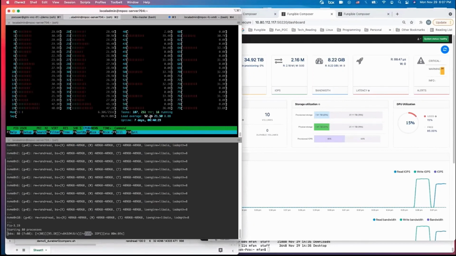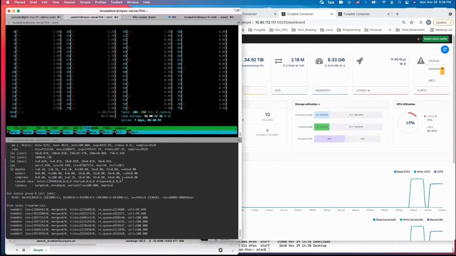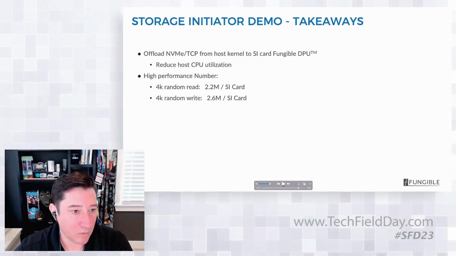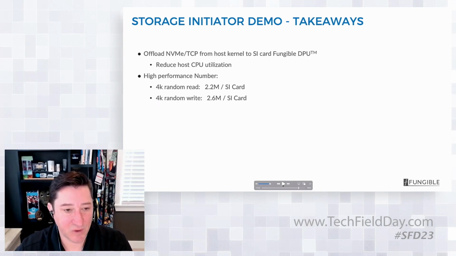The difference too here is that I can usually drive about 50% more I/O leveraging the Fungible Accelerator card as an initiator inside the hosts. So the output from that test is that we reduce the CPU host utilization, which frees up resources or allows customers to leverage lots of different types of CPUs, maybe even fewer cores, because we're not consuming all of those resources to do the high performance I/O operations. We saw about 2.2 million IOPS from a read standpoint, 2.6 from a write standpoint with the storage initiator card as we've put it inside the hosts.